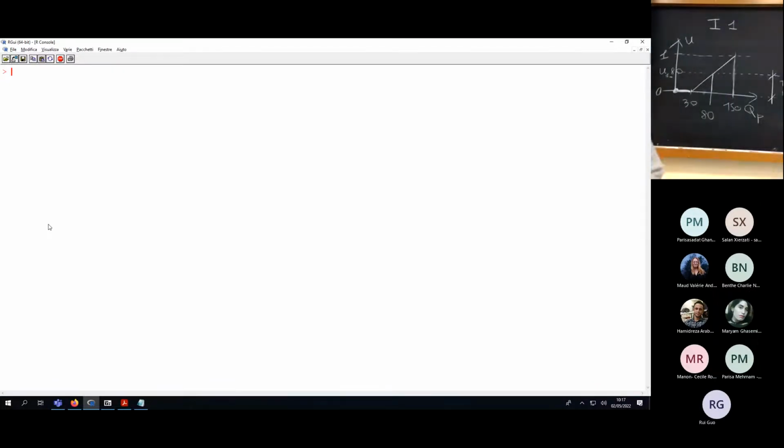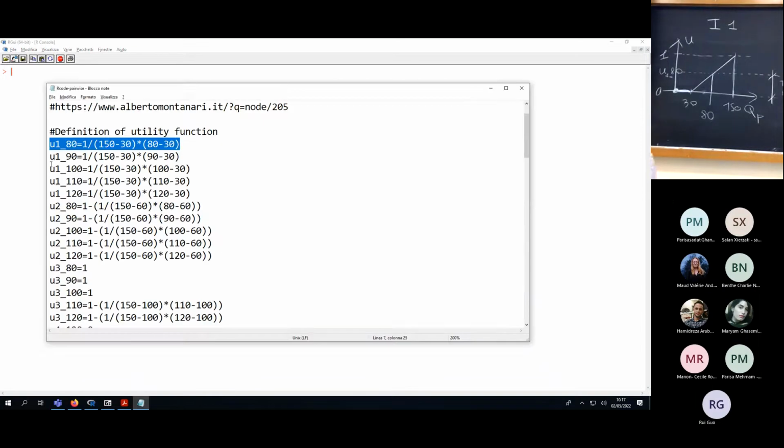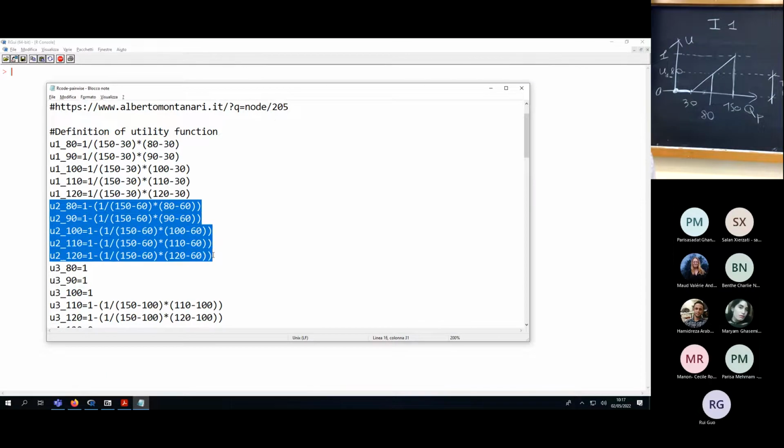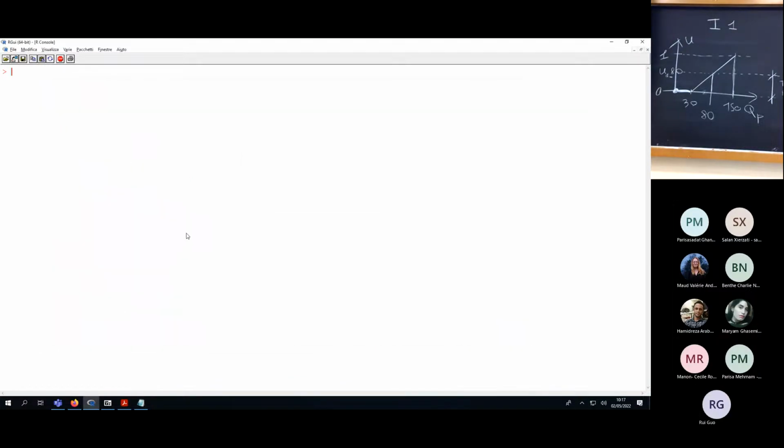Now allow me to copy the second utility function, U2. Copy and paste.